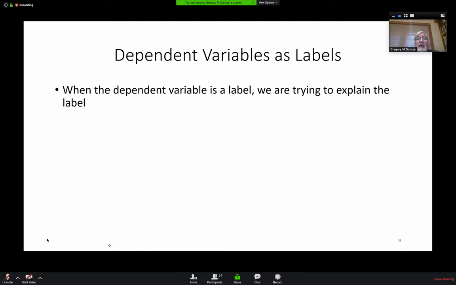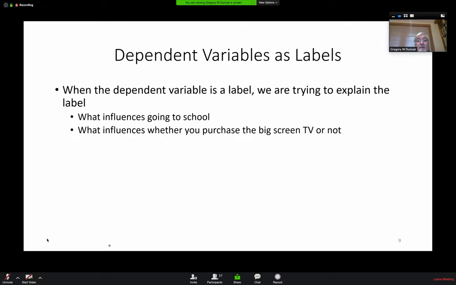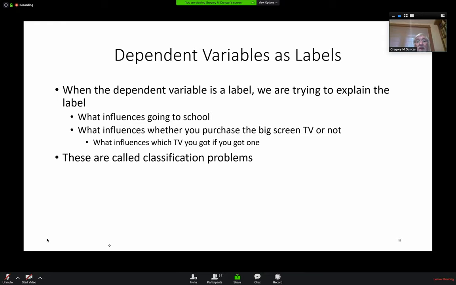Dependent variables can be labels. We're trying to explain the label. What influences going to school? What influences whether or not you purchase a big screen TV? What influences which TV, if you've got one? These are called classification problems as opposed to regression problems. The key thing here is the target is a label. The dependent variable is a label, and it's unordered.